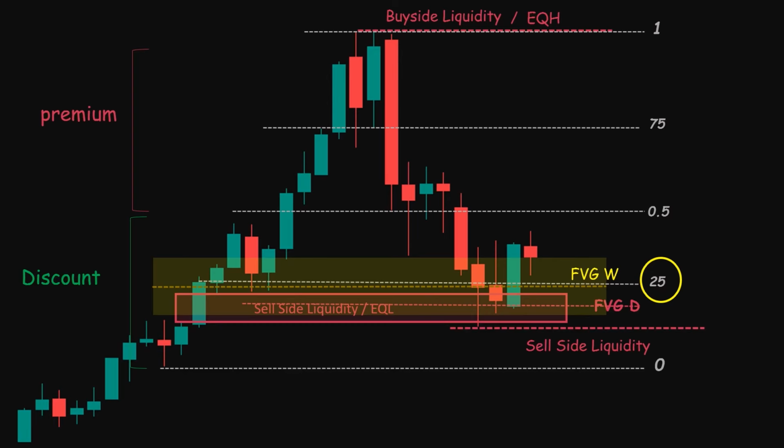In order for smart money banks or institutions to execute large buy orders, they need liquidity. If they want to buy, they need sell orders on the other side. Those sell orders usually come from retail traders placing sell stops below relative equal lows. And that's exactly what happened here. Price swept those equal lows and cleared out that sell-side liquidity.